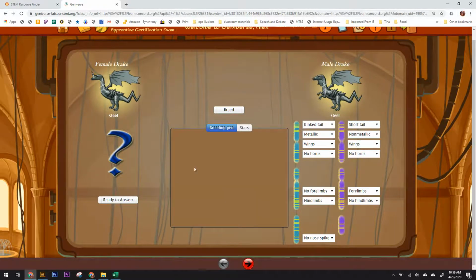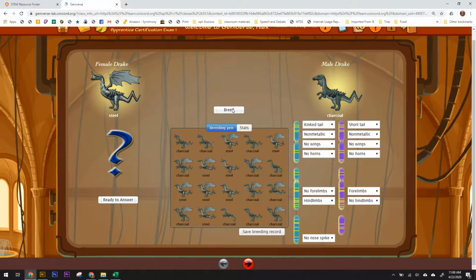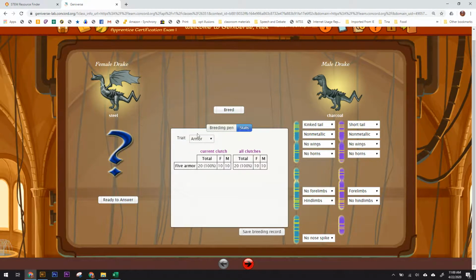So the key to figuring this out is going to be to do a test cross. And the most efficient way to do this is to make the father recessive for these traits. So we make him non-metallic, no wings. Breed them together. So if all of them have wings, that's going to tell us something very useful. But they don't. They're 50-50. Wings, no wings.